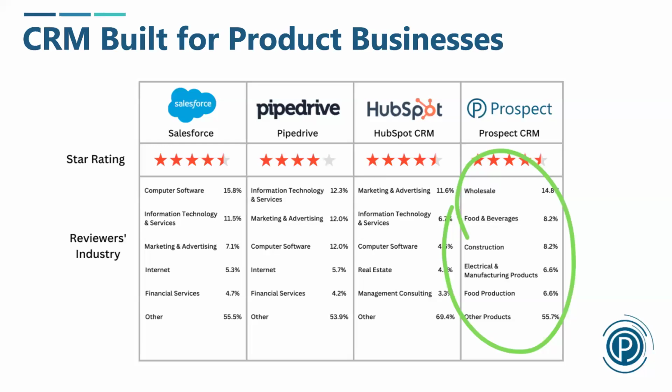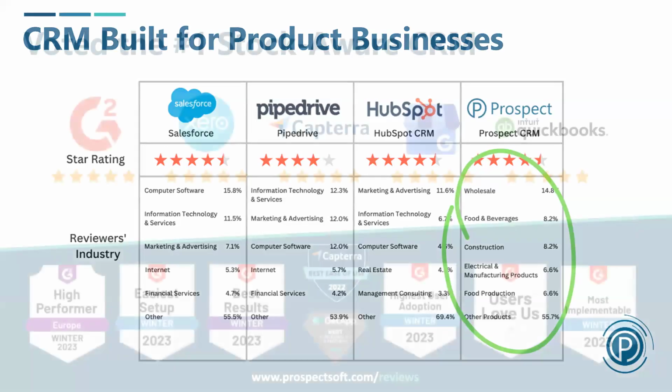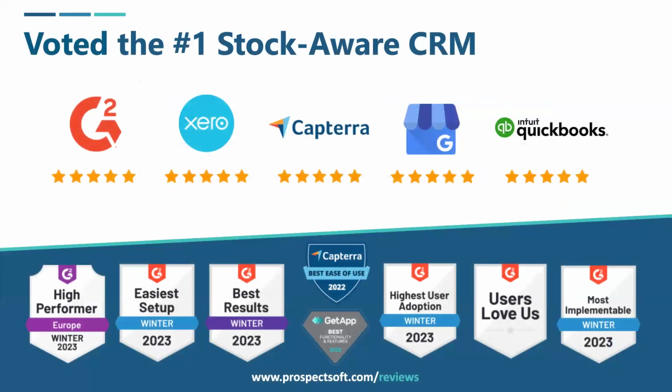With Prospect CRM, you can clearly see that all of the businesses that use our software are food and beverage businesses, construction, electrical, manufacturing products, food production, and so on. Which is why we have also coined the phrase the number one stock aware CRM, and we have consistently been voted the number one stock aware CRM as well. All of these physical product businesses that are selling a large proportion B2B drive our product as well. So not only did we focus on that niche, but since then all of our features are designed with these businesses in mind.